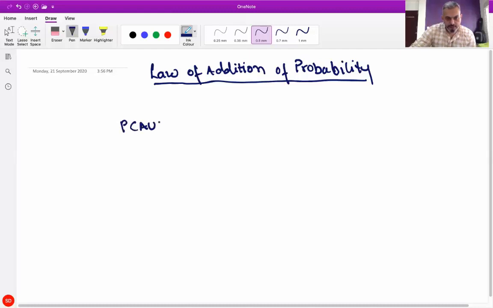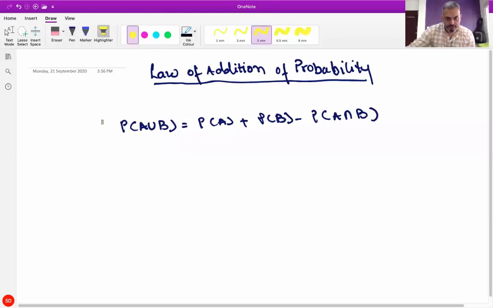Probability of A union B is equal to probability of A plus probability of B minus probability of A intersection B. So extremely important. Now let's check out how does this work. Now very simple, let's take an example.